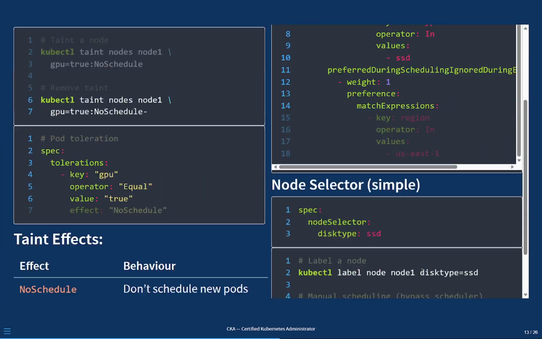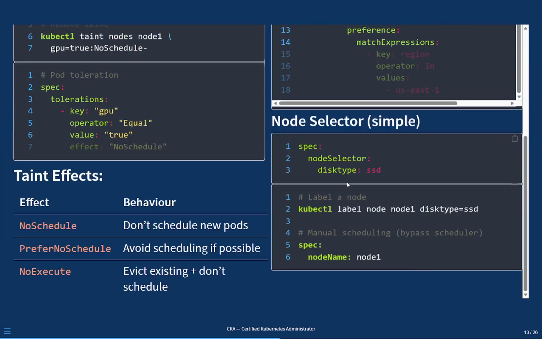Click. For simple use cases, nodeSelector is the quickest approach. Just add a label key-value pair to the pod spec. And nodeName bypasses the scheduler entirely. Use it in the exam when you need to place a pod on a specific node without writing affinity rules.